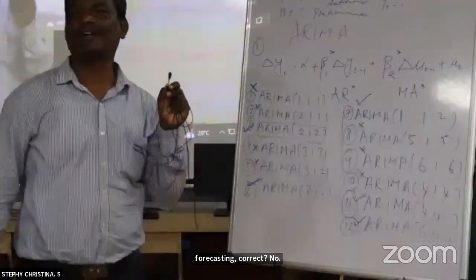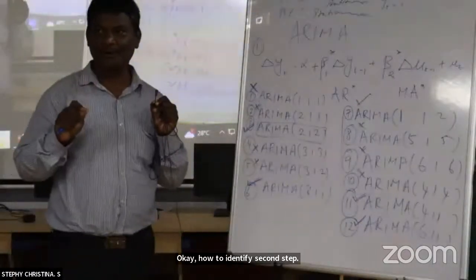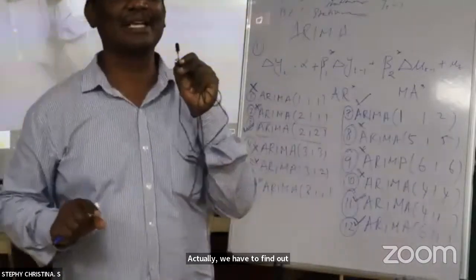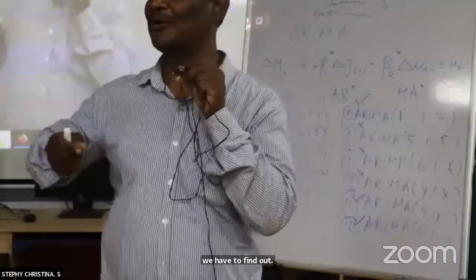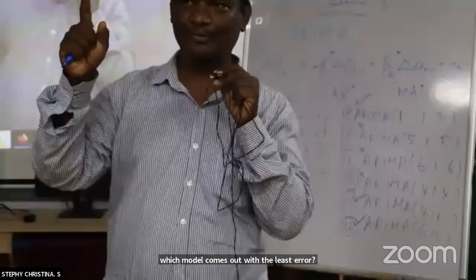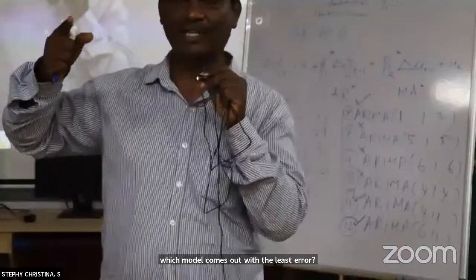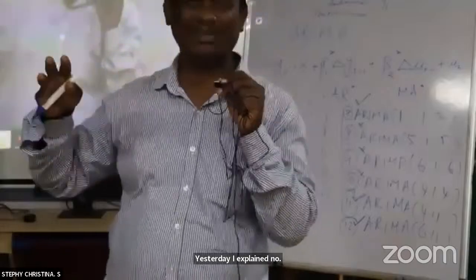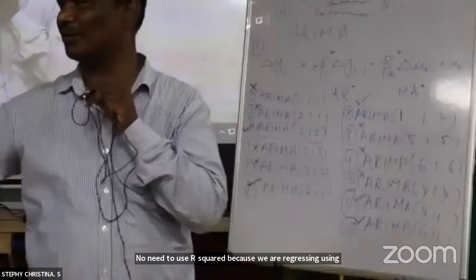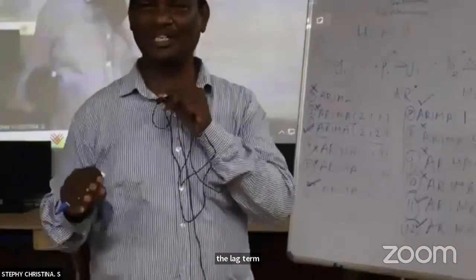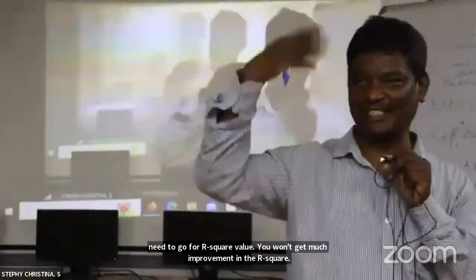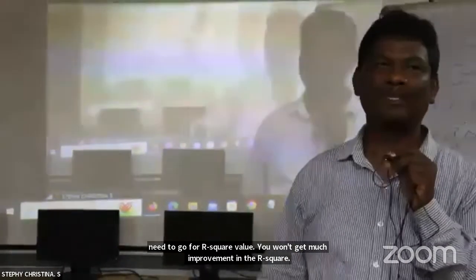Second step. Actually, we have to find out which model comes out with the least error. Yesterday I explained, you have to improvise the model. Why can't we use R square? No need to use R square because we are regressing using the lag term. You won't get much improvement in the R square. Since we are using the same variable and regressing with this lag, don't go for the R square value.